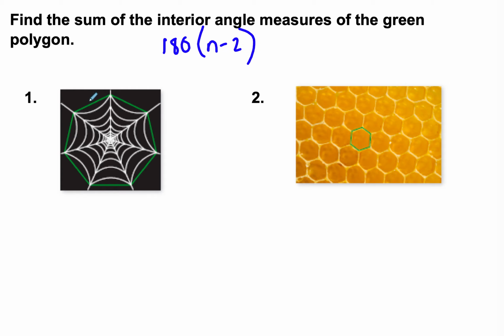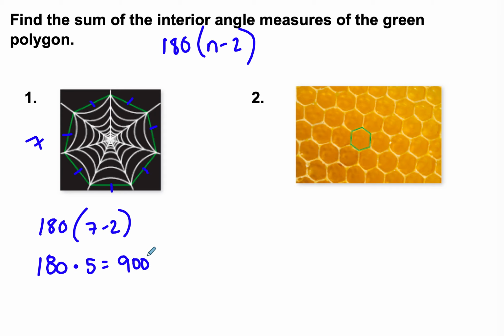All right, let's count sides. 1, 2, 3, 4, 5, 6, 7. It is a heptagon or septagon. Sometimes you hear it both ways. Either way, 7 sides. All right, so I'm going to do 180 times 7 minus 2. 180 times 5. And then when I do 180 times 5, I get 900 degrees. This is the type of work I expect to see on your paper.